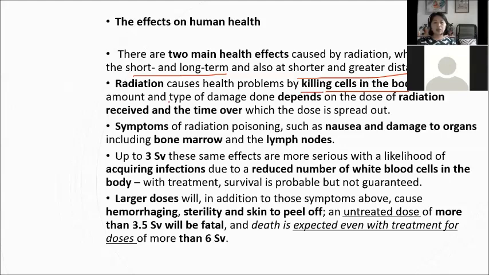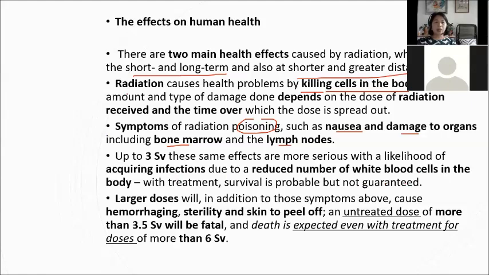Okay, so the amount and type of damage depends on the dose of radiation received and the time over which the dose is spread out. Symptoms of radiation poisoning: nausea, damaged organs, including bone marrow and the lymph nodes. Up to 3 Sv, these same effects are more serious, with likelihood of acquiring infections due to a reduced number of white blood cells in the body. With treatment, survival is probable but not guaranteed.